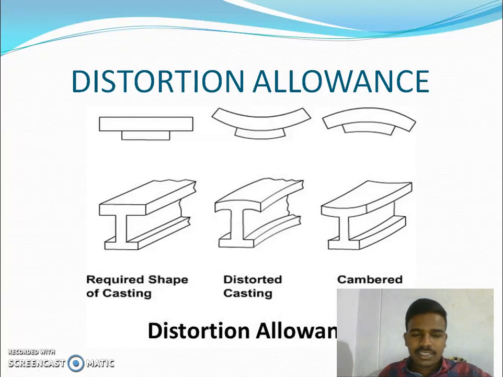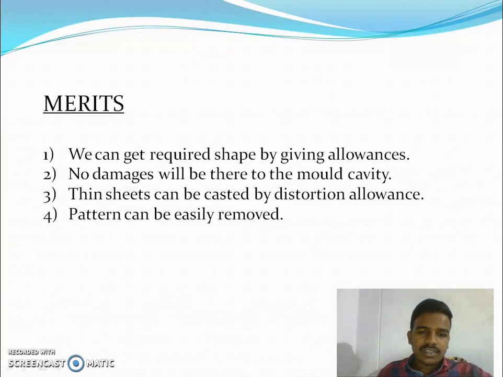Let's go into merits and demerits. First of all, merits. We can get the required shape by giving allowances. When we give allowances, we will get the required shape, and no damage will be done to the mold cavity. As we are giving the allowances, we will get a smooth mold cavity so that we can get a good object after casting. Thin sheets, as we said in distortion allowance, we can also cast. Pattern can easily be removed.